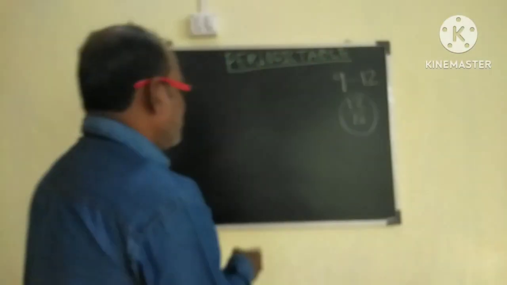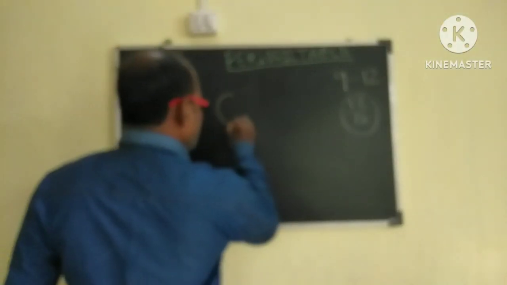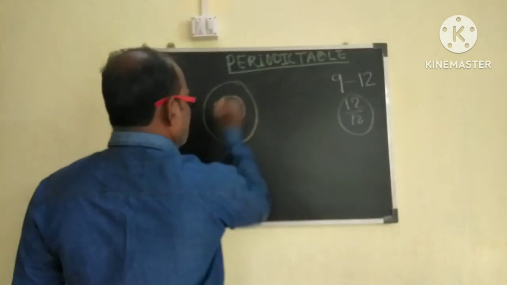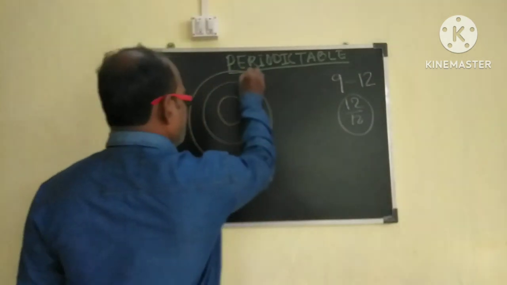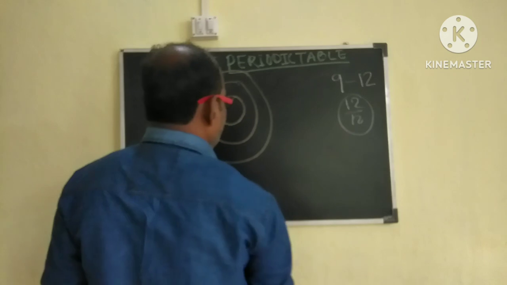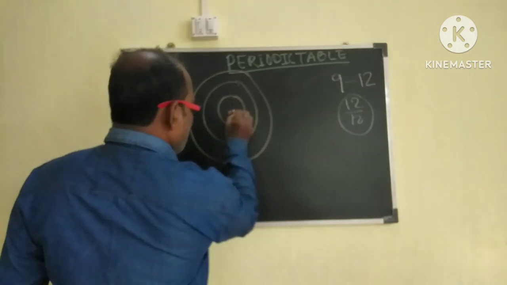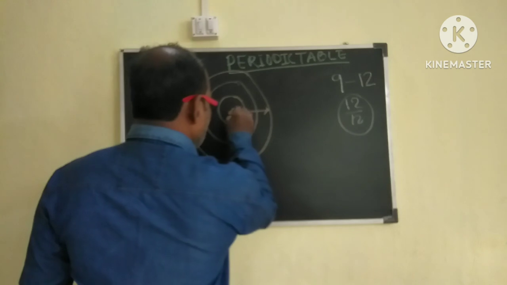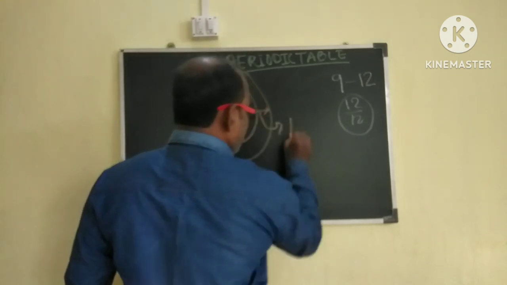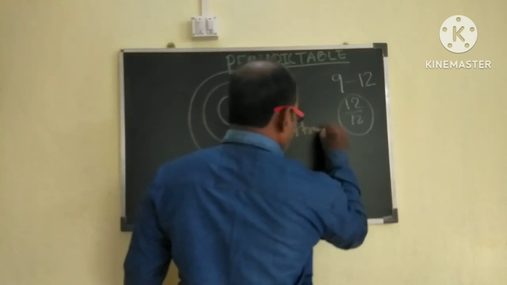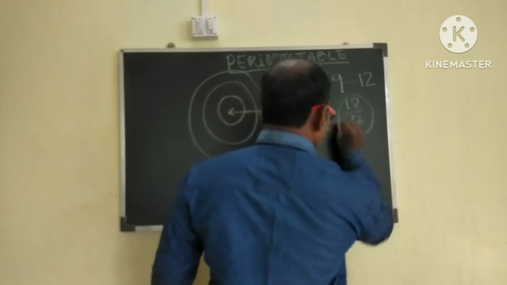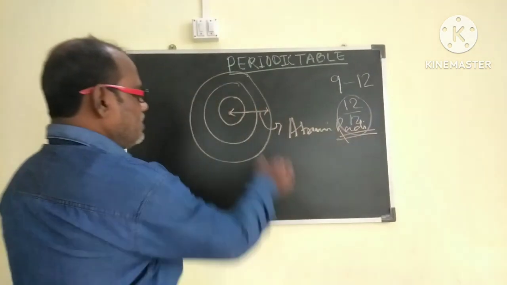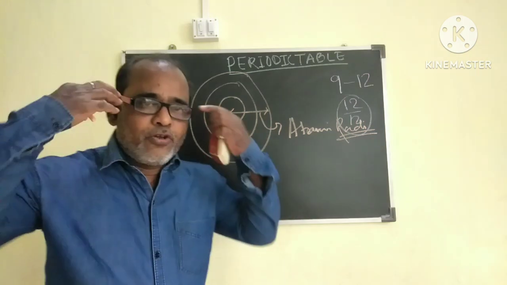Let me draw one diagram here. Suppose this is the nucleus of an atom, and this is the first shell, this is the second shell. Suppose this is the last shell. So the distance from here to this last shell is said to be atomic radii. This thing you have to keep in your mind.